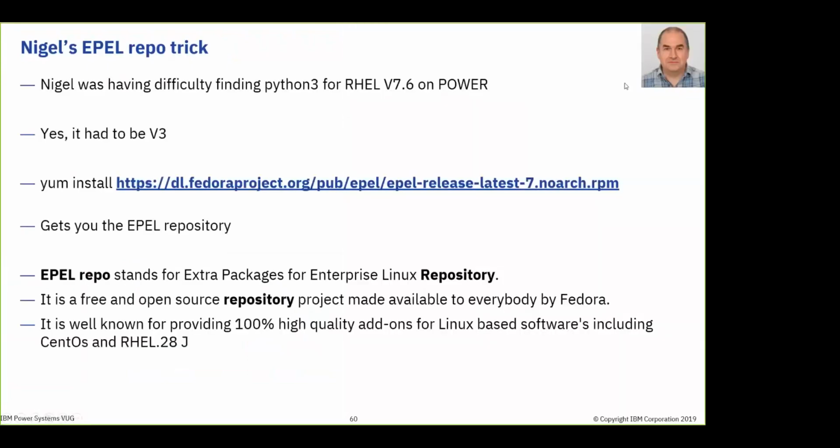Okay, now some of these things will be specific to Linux or Bash. So again, nice trick from Nigel. He was trying to find Python 3 for his Grafana project. It needed to be on Power, it needed to work on RHEL 7.6, and yes, it did have to be version 3. And we couldn't find it anywhere, but he found that if you did a yum install of this repository, it gets you the EPEL repository, which is the Extra Packages for Enterprise Linux, and in there was Python 3. So useful tip there.